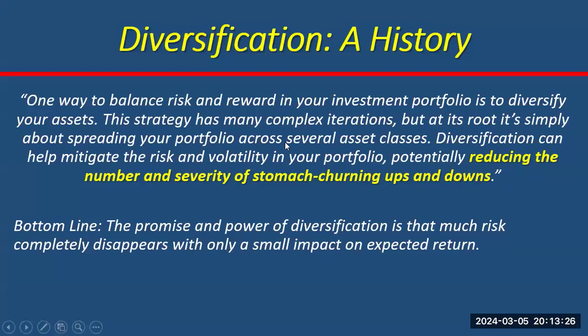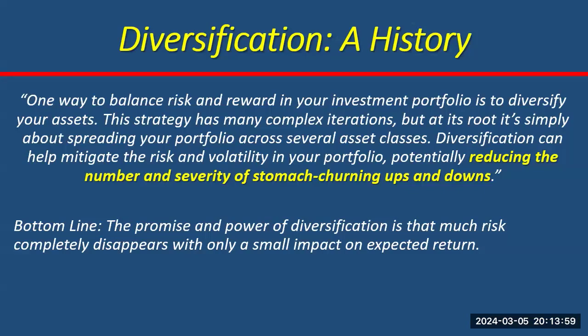How did this work in 2008? We went through it, man, I'm so glad it was diversified. I only lost 40% where I could have lost 48%. I don't know if that helped all that much. We'll talk about that. The promise and power of diversification is that much risk completely disappears with only a small impact on expected return. That's the idea. We saw that with the efficient frontier. As you diversify, as you add more assets, your return kind of modulates around, but your risk starts dropping really, really fast.